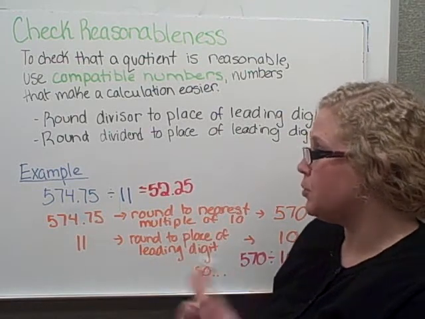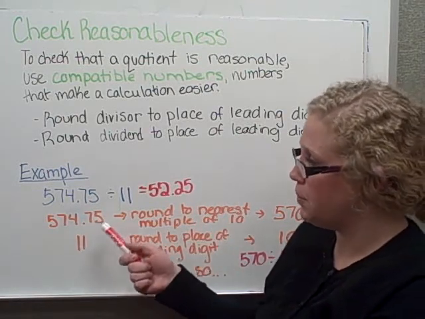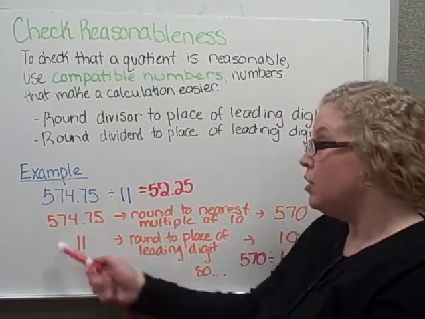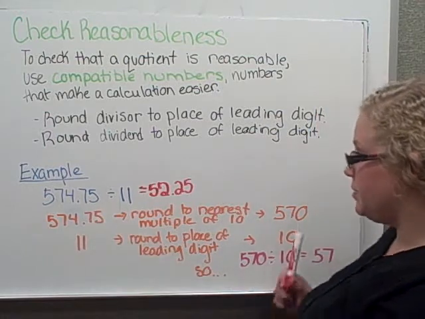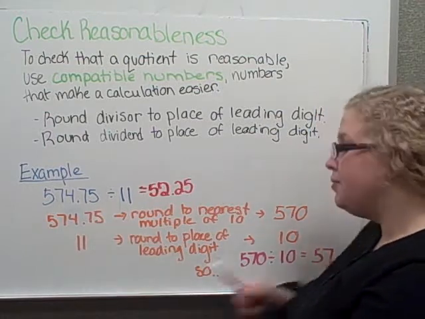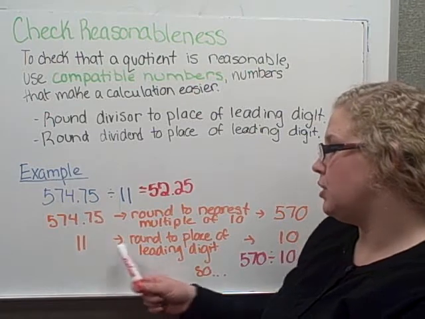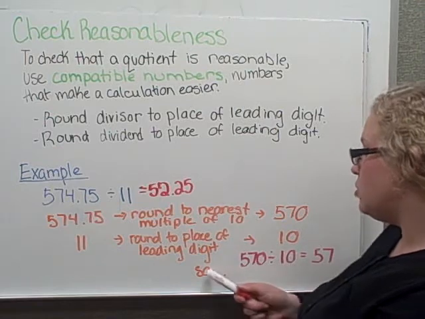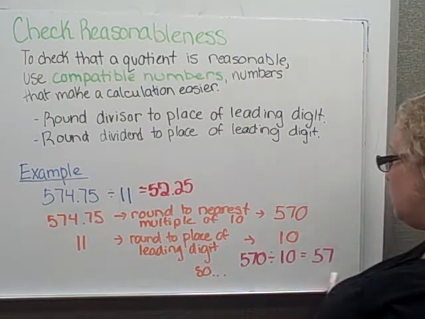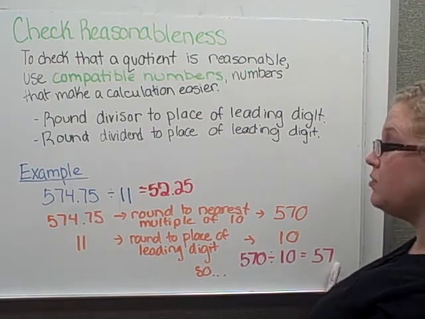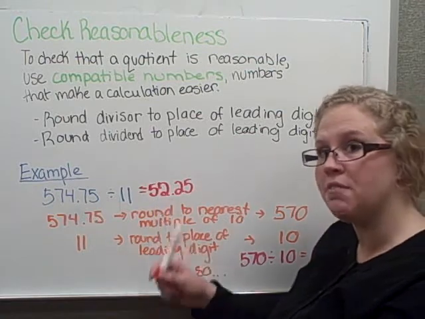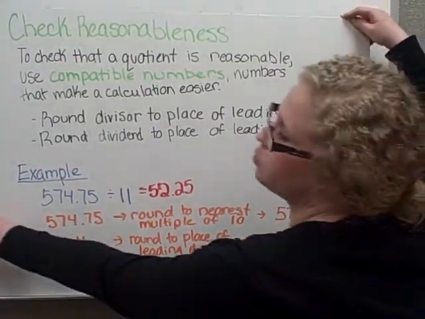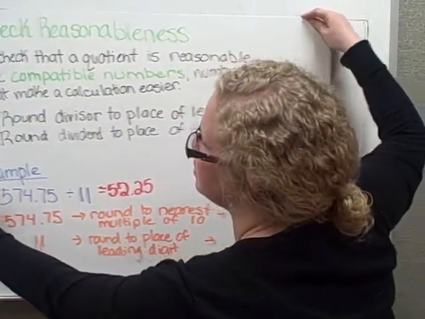Now let's check if that's reasonable. We want to round our first number, our dividend, to the nearest multiple of 10. So the nearest multiple of 10 for 574 is 570. Now we round our divisor to the place of the leading digit. In this case, we're going to round it to 10. So now we do 570 divided by 10. We see that it's 57. Since 57 is close to 52.25, we can say that our answer is reasonable. This is just another way to double check your work, make sure that it seems accurate.